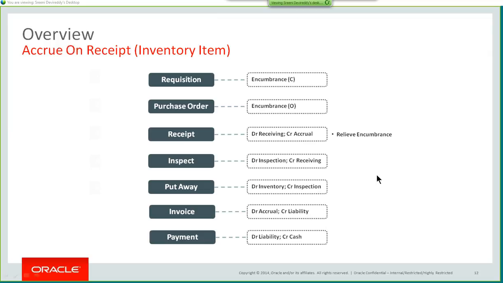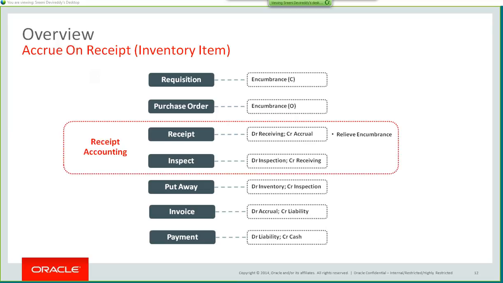Okay, so this is how the cloud would account the accrual receipt. Now, there are several products, several sub-components that will take care of different aspects of the accounting. So you see these two portions here, the receipt accounting and the inspection accounting, are done by a product called receipt accounting. That's the name of the product. And the inventory portion is done by cost accounting.